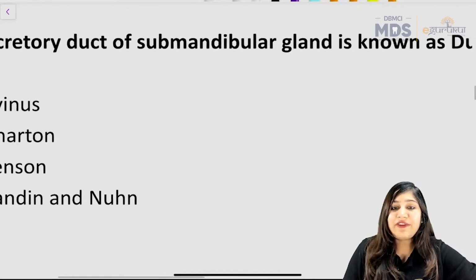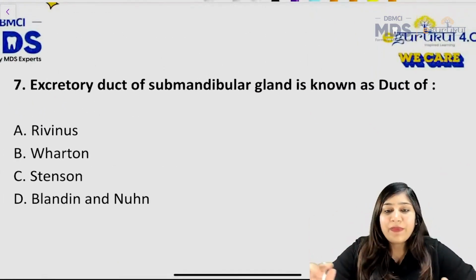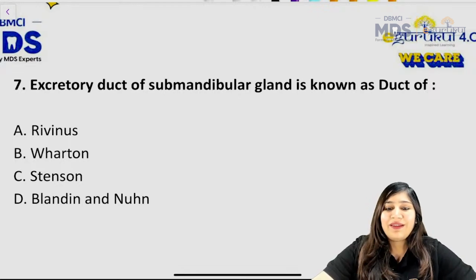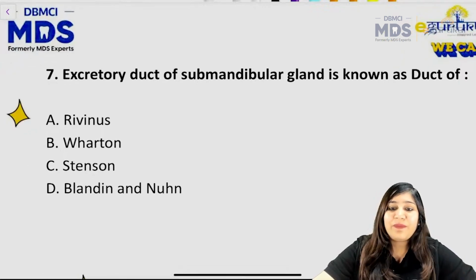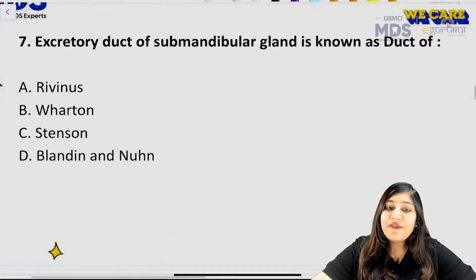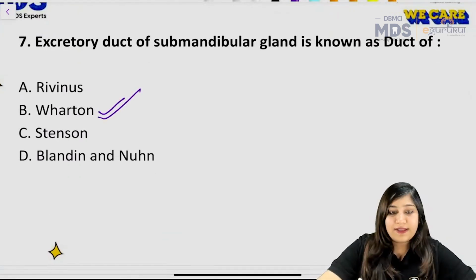The excretory duct of a salivary gland is known as the duct of, you should remember the names for all the duct openings of all the glands, right? Is it Rivinus, Wharton's, Stensen's or Blandin and Nuhn, or none? Very easy question. You have studied this in physiology also. You have studied it in 12th also. So basically the excretory duct of the submandibular gland is Wharton's duct.